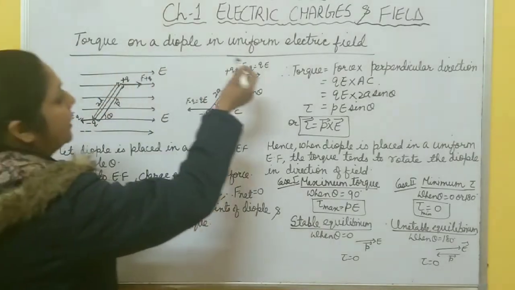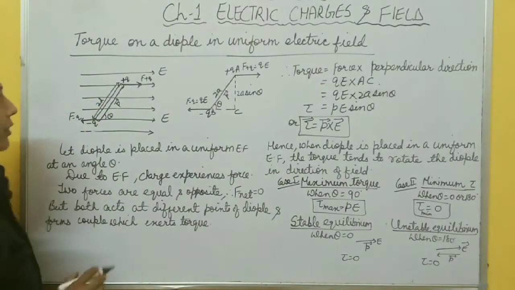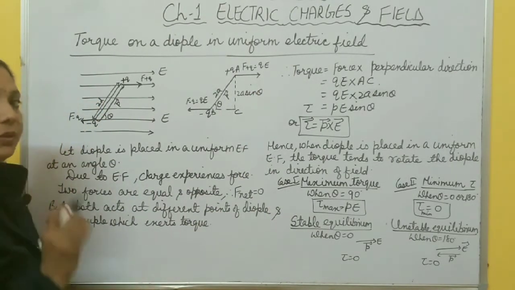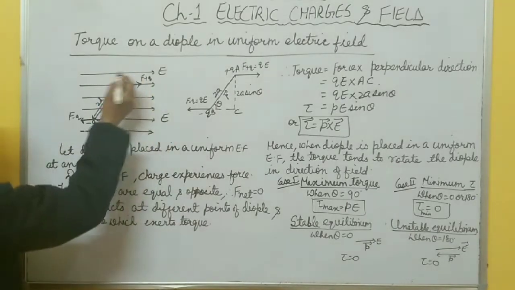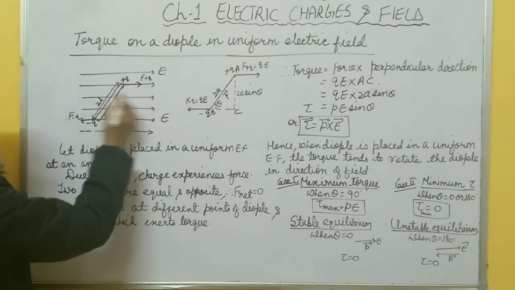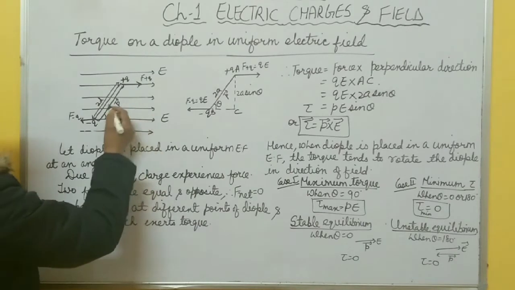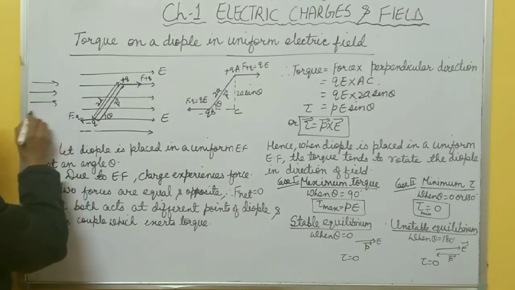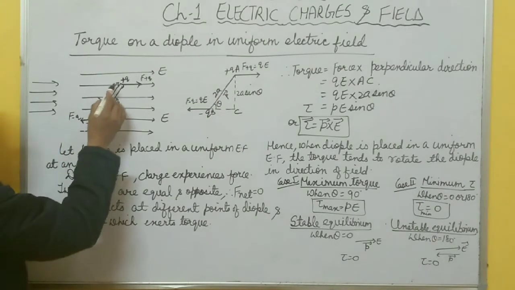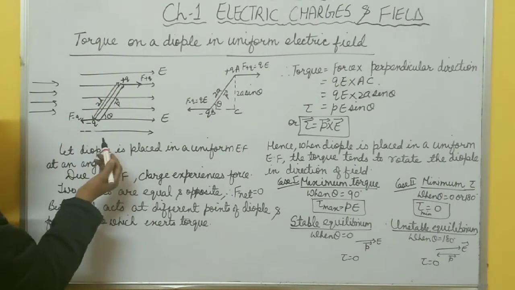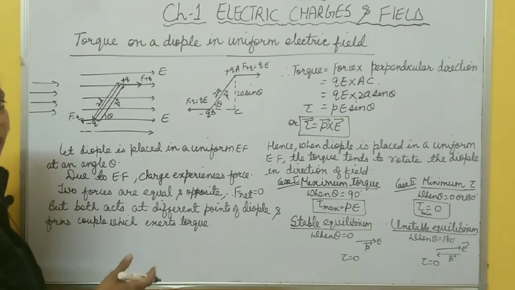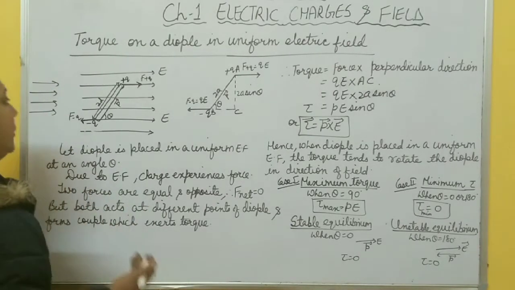Now, torque on a dipole in uniform electric field. What happens when a dipole is placed in a uniform electric field? Uniform electric field means field lines are separated by equal distance uniformly, right? So this represents a uniform electric field. And when the dipole is placed inside this field, what happens? It experiences some torque. Let us see how, and what is the value for that torque.